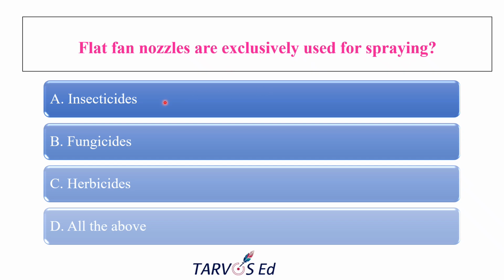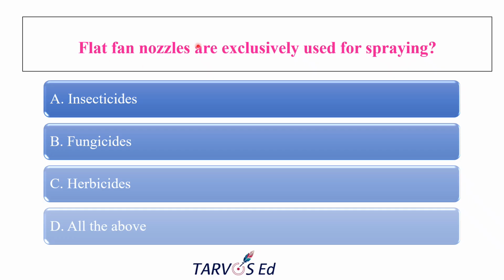And the next question is, flat fan nozzles are exclusively used for spraying which one? Insecticides, fungicides, herbicides, or all of the above? What is a nozzle? So a nozzle is a very critical component which atomizes the liquid into droplets, and that helps to direct the spray and controls the flow rate. It is like a small piece of equipment which is fitted in the sprayer.